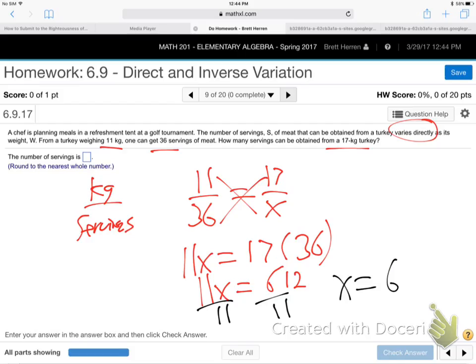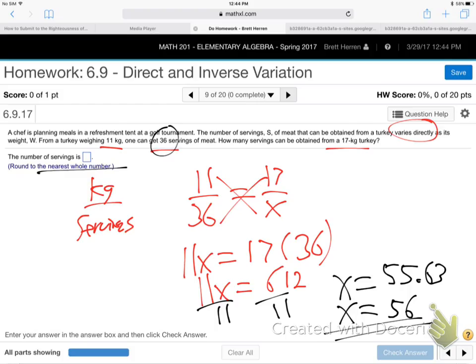x is 55.63 repeating. They say round to the nearest whole number, so how do you round that? 56. So in other words, it'll make about 56 dinners. And so there we go. We expected it to be more than 36 because it's more meat, so 56 seems reasonable.